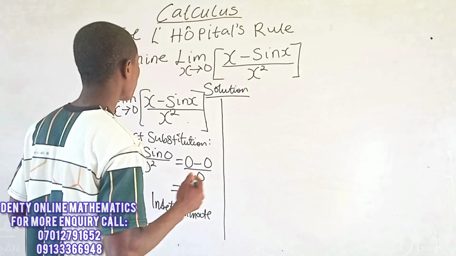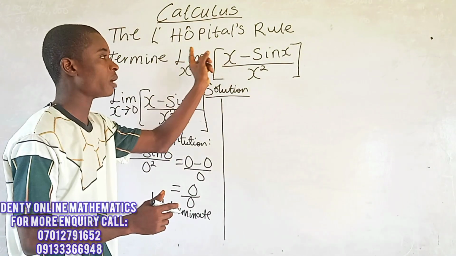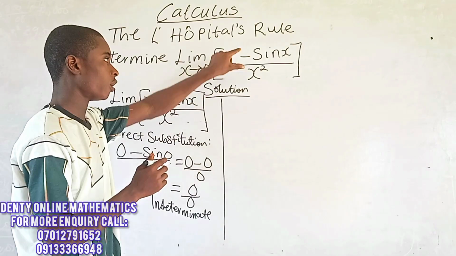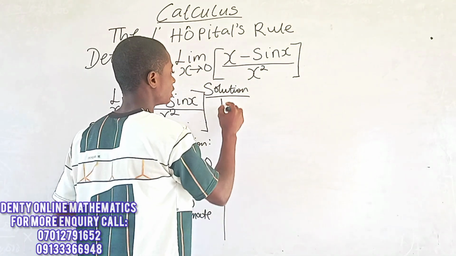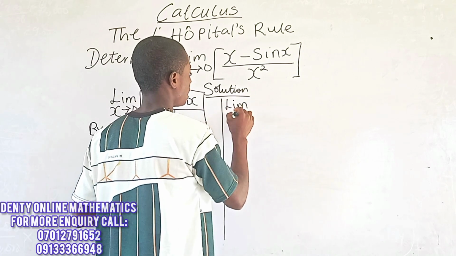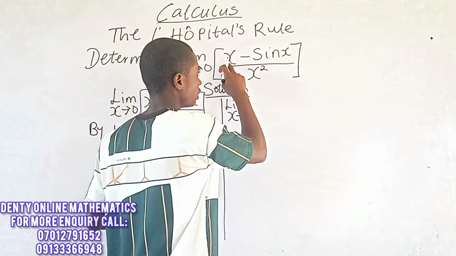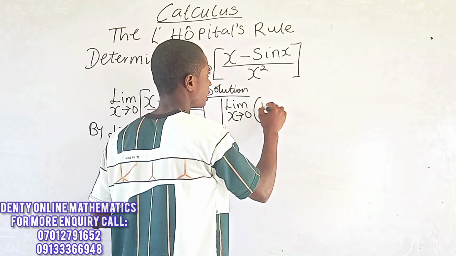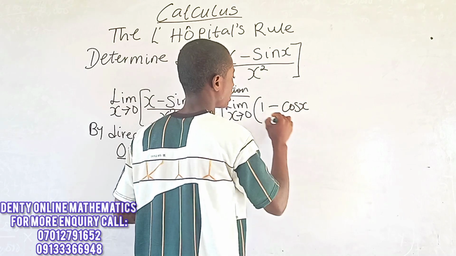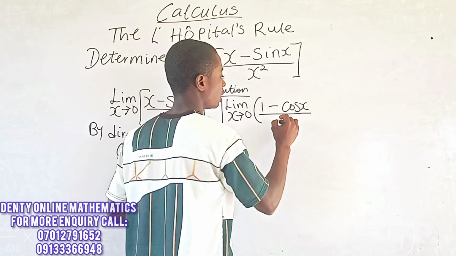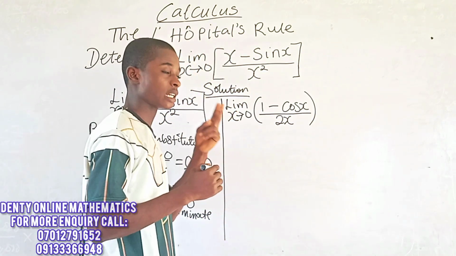You get it? So now, when you apply direct substitution and it's indeterminate, you are asked to differentiate the numerator and the denominator of this particular function. That's how you're going to do it. So by applying that, we take the limit as x tends to 0. If you differentiate x, you are going to have 1 minus, if you differentiate sin x, you are going to have cos x, all over, if you differentiate x squared, you are going to have 2x. Hope you get it. Now we are done with the first set of differentiation.